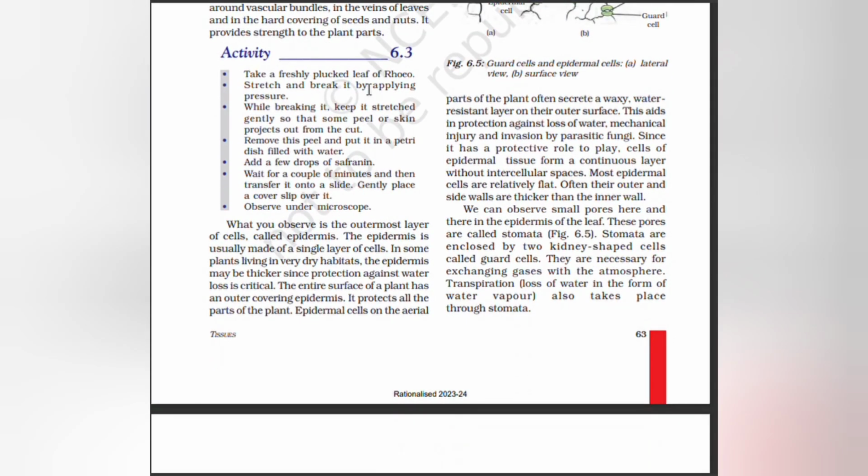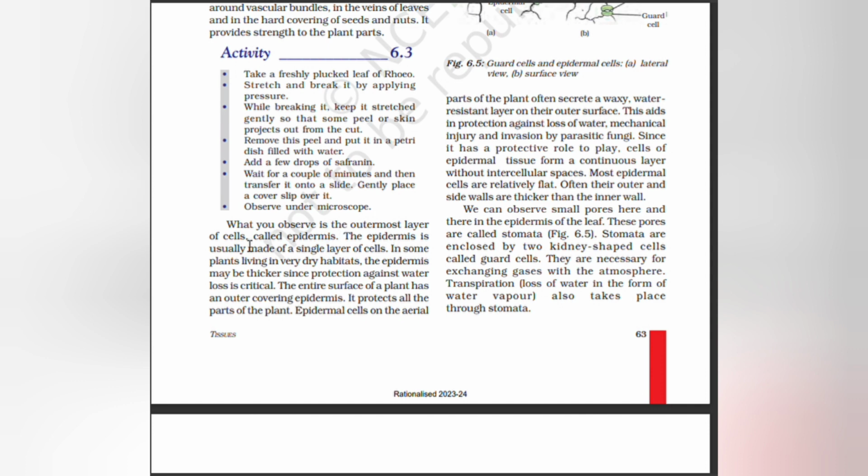Take a freshly plucked leaf of Rhoeo. Stretch and break it by applying pressure. While breaking it, keep it stretched gently so that some peel of skin projects out from the cut. Remove this peel and put it in a petri dish filled with water. Add a few drops of safranin. Wait for a couple of minutes and then transfer it to a slide. Gently place a cover slip over it. Observe under the microscope. What will you observe?